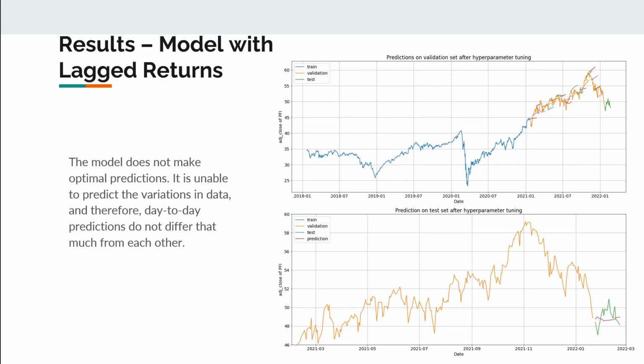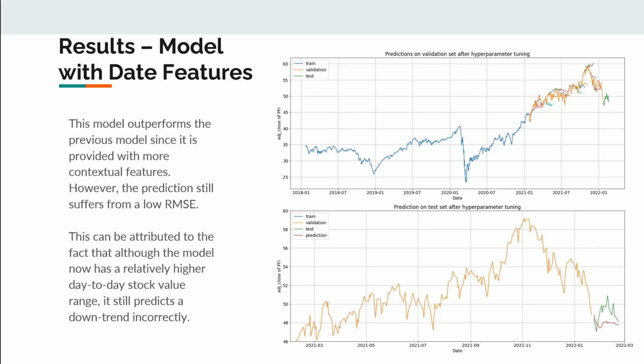This is followed by the model with only lag returns as features. The model does not make optimal predictions. It is unable to predict the variations in data and therefore day-to-day predictions do not differ that much from each other. This can be attributed to the fact that the dataset consists of features only created from the daily return of the past 10 days. Thus, the model is not able to capture other information within the dataset. The model thus would benefit from a dataset with more informative features to ensure sufficient complexity for accurate forecasting.